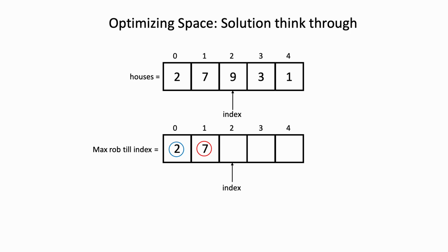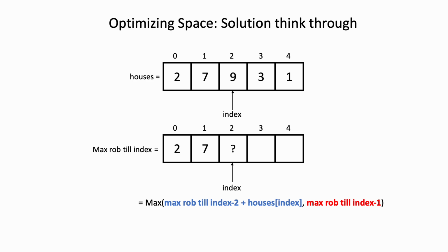Now if we were to determine what will be the max rob till index 2, then intuitively we will take the maximum amount of the 2 actions, that is to either rob the current house or skip the current house. This operation can be represented by this calculation. In the calculation, robbing the current house condition is highlighted in blue, which is max rob till index minus 2 plus current index house amount. And skipping the current house condition is highlighted in red, which is simply the max rob till index minus 1. So the answer will be 11.